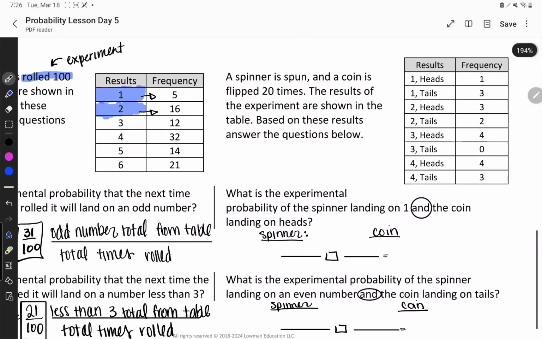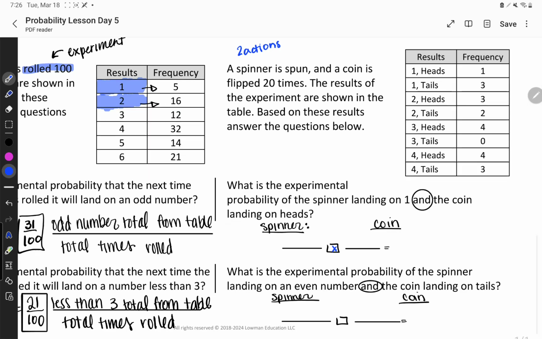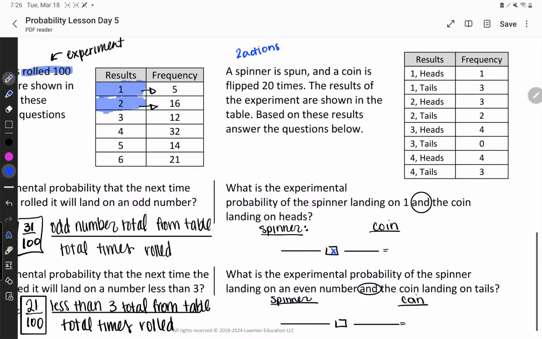This one says a spinner is spun and a coin is flipped 20 times. So right here, we see 2 actions were performed. Remember, this is what we learned yesterday. When 2 actions are performed, you have to multiply your probabilities. Still right with the 2 actions, but the way that they present it in the table is not based off of that. So we're not going to put an X through this right here. Not through the whole problem, just put an X.